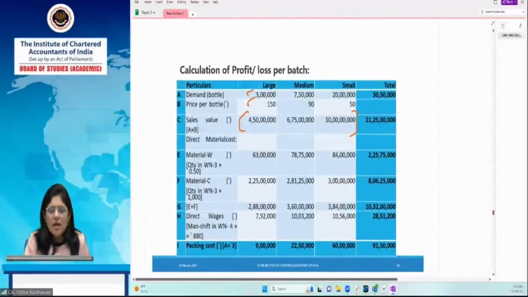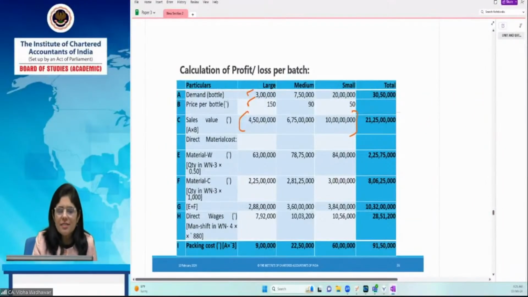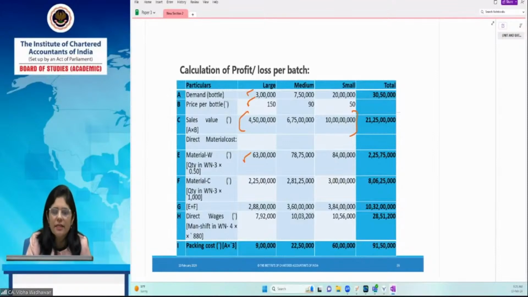Clear? Now I'm taking you back to the same thing. All right. So material 1 crore 26 lakh into 0.50 comes to 63 lakh. आधा करना है उसको. Material C 22,500 into 1,000 will be 2 crore 25 lakh. So this is the costing of material.